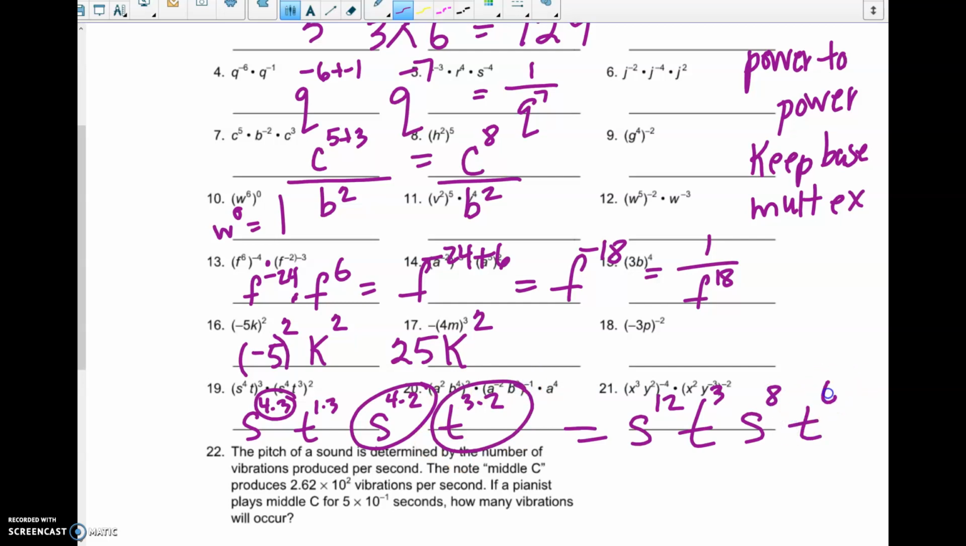3 times 2 is 6. Well, now these are all just multiplied together. So now we have to combine your like bases. So this s is a like base with that.